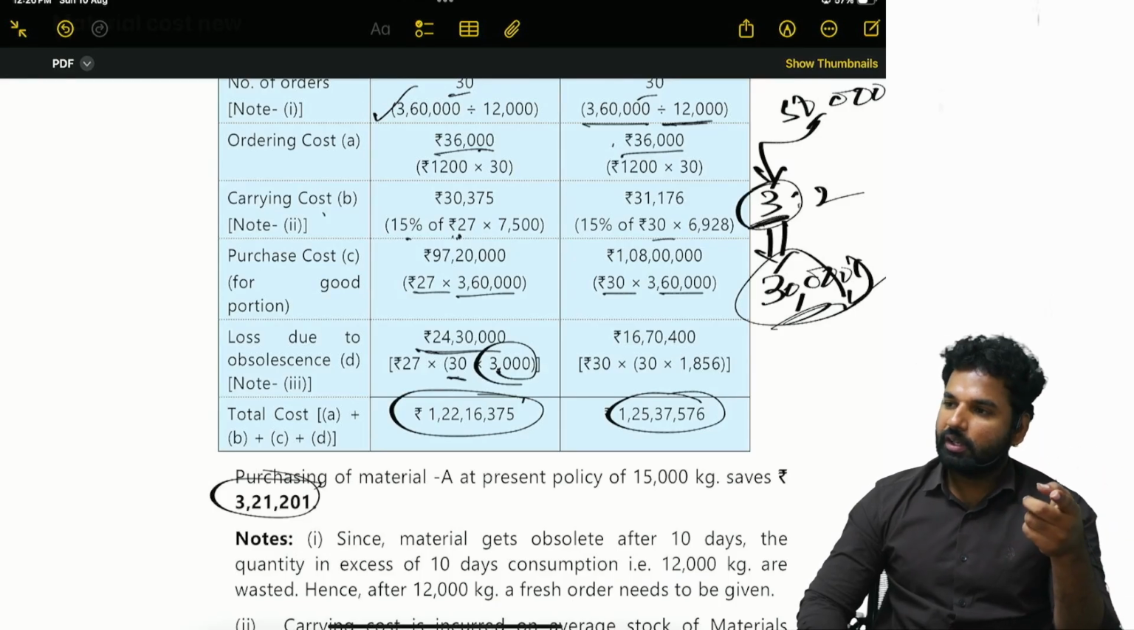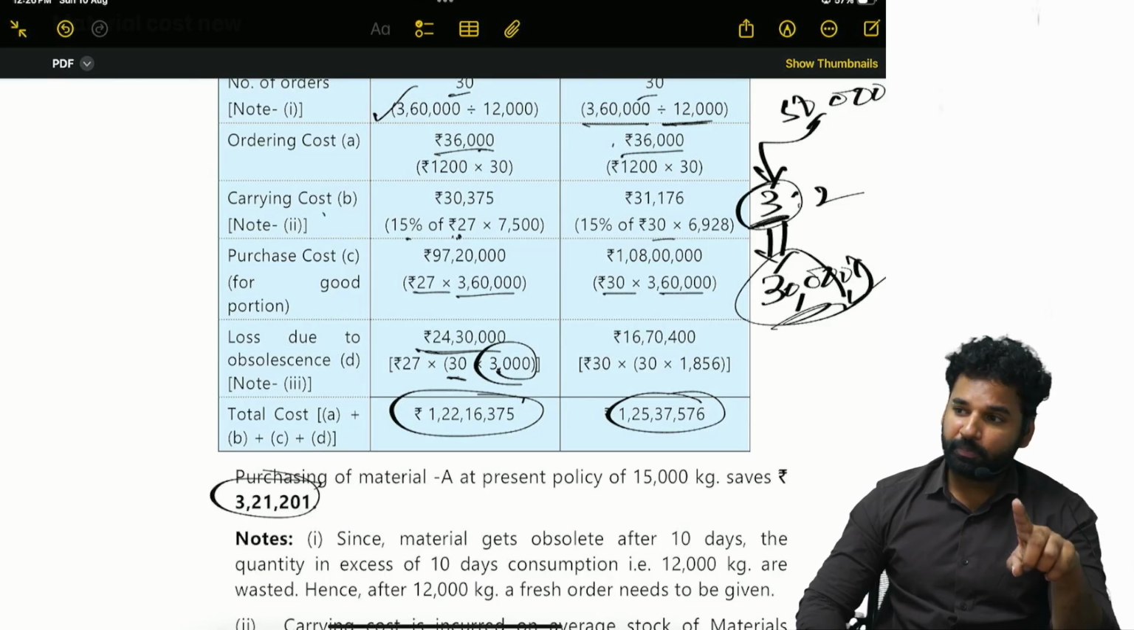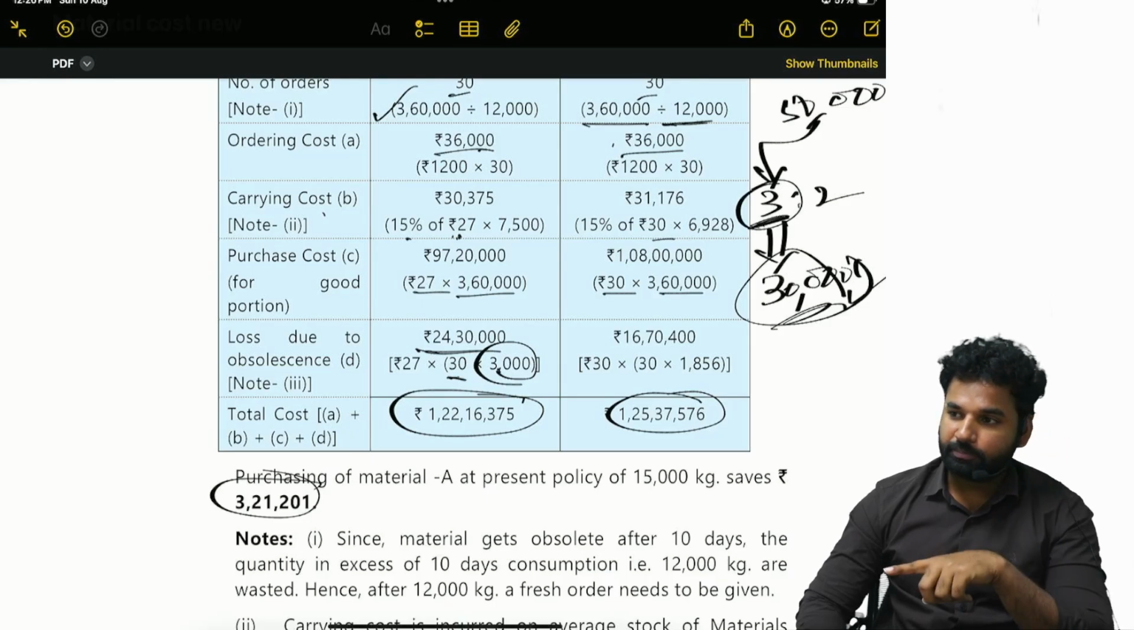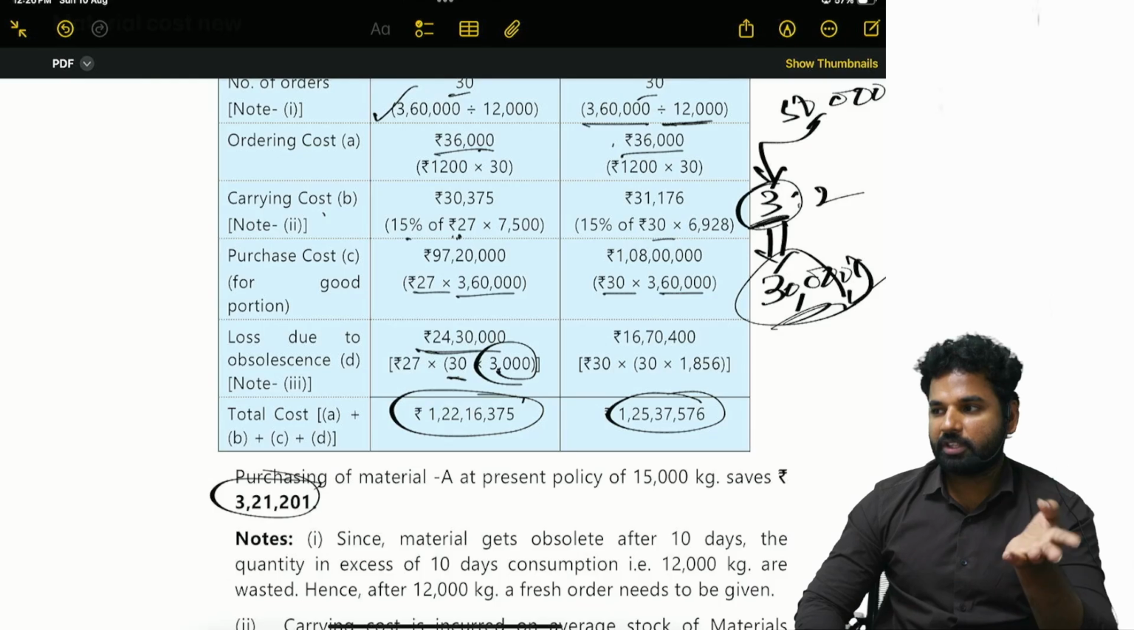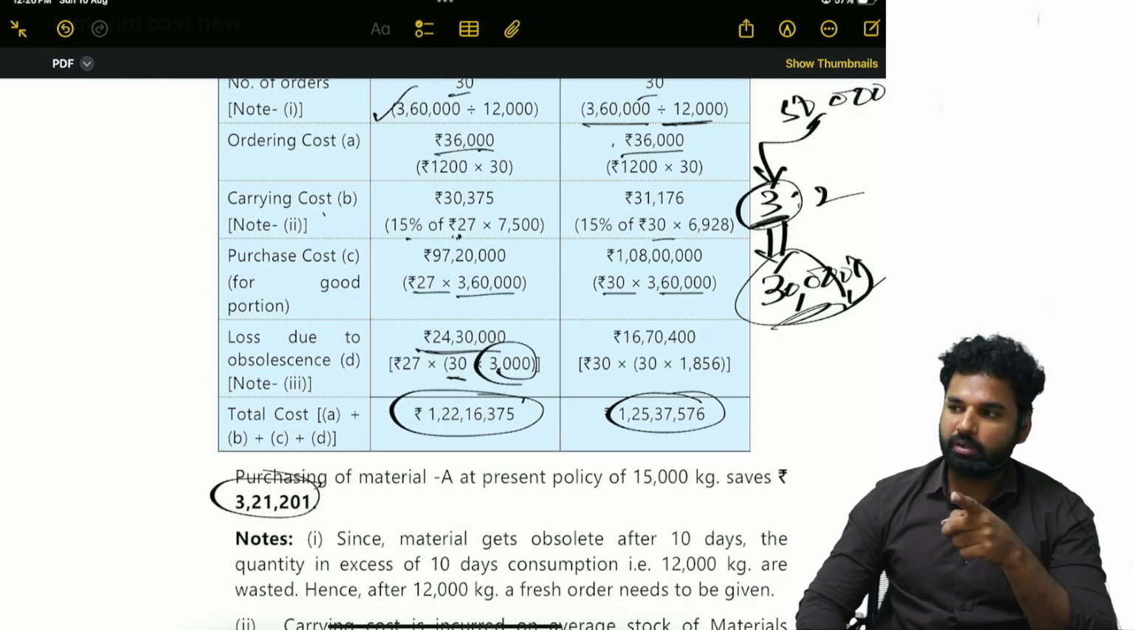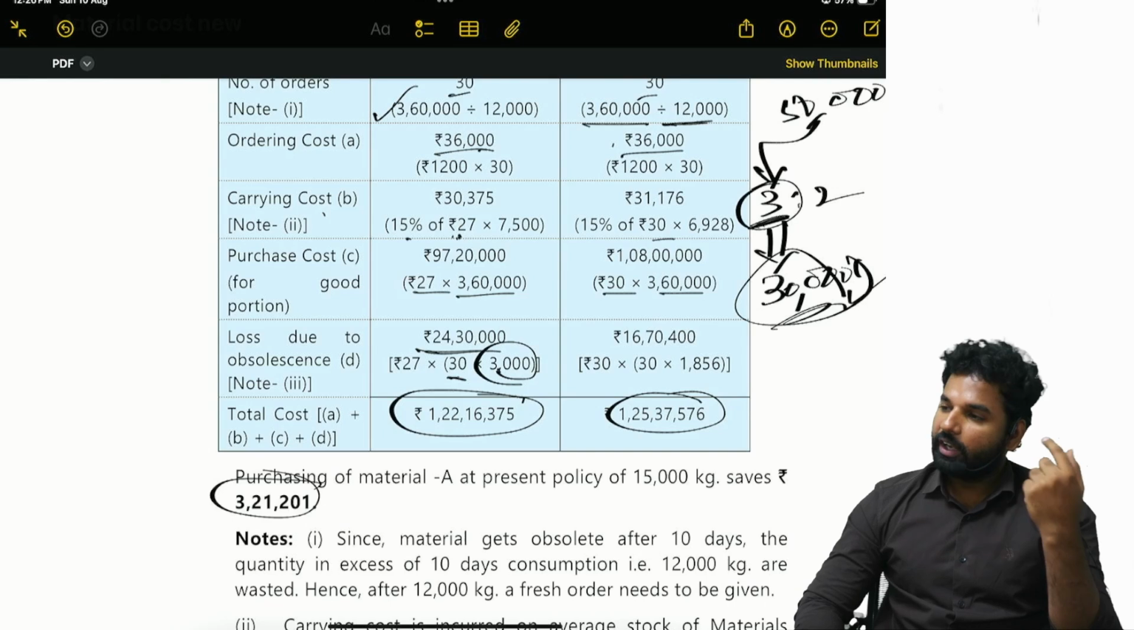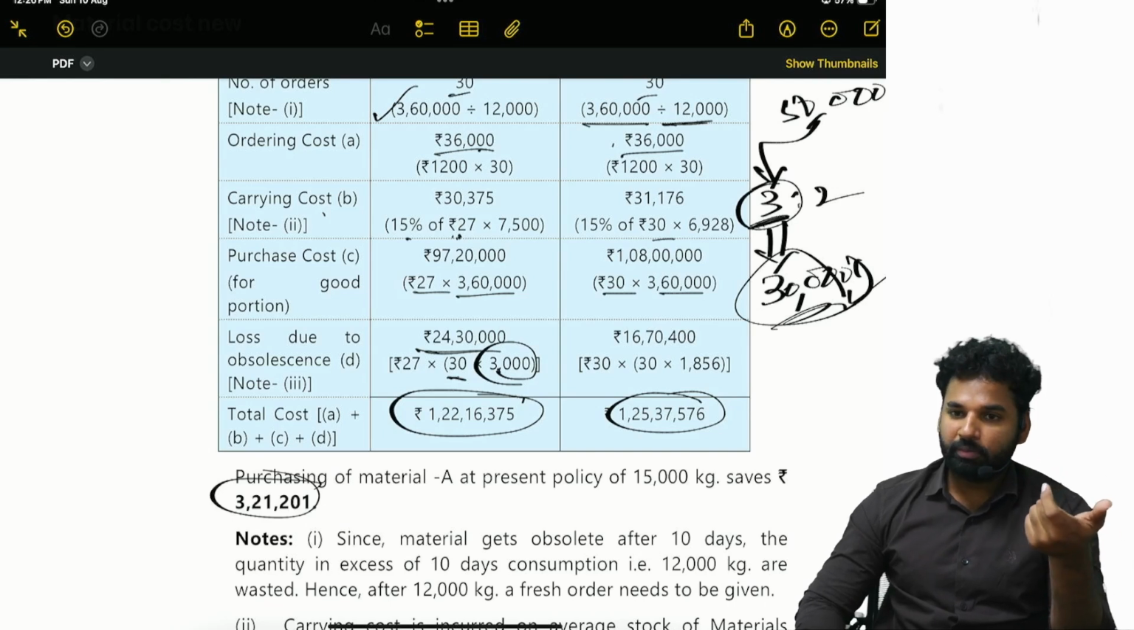Obsolescence at ROQ of 15,000 kg is 3,000 per month. That means 3,000 into 30, which will be 3,000 per order. 3,000 into 30 will be 90,000 into 27, which is the purchase price. Same is the case with EOQ also. At EOQ, how many will you lose? 1856 you will lose into 30 number of orders into 30 rupees. So that you will lose.